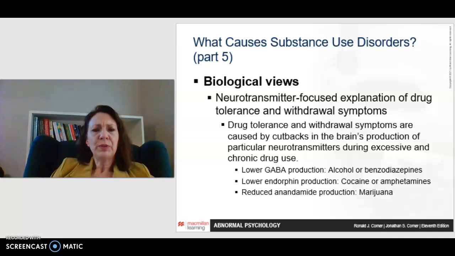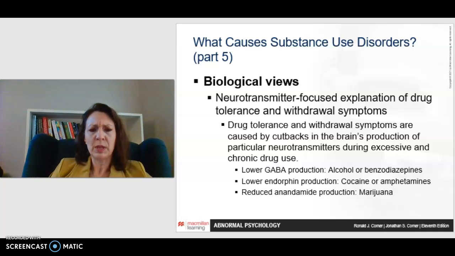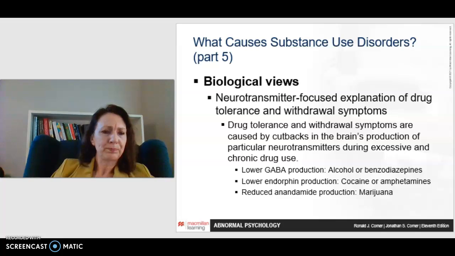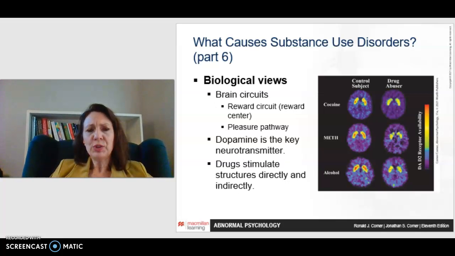There is a neurotransmitter-focused explanation of drug tolerance and withdrawal symptoms. So we know that drug withdrawal symptoms are caused by cutbacks in the brain's production of particular neurotransmitters during excessive and chronic drug use. So there's lower GABA production, lower endorphin production, and reduced anandamide production for alcohol, cocaine, and marijuana, respectively.